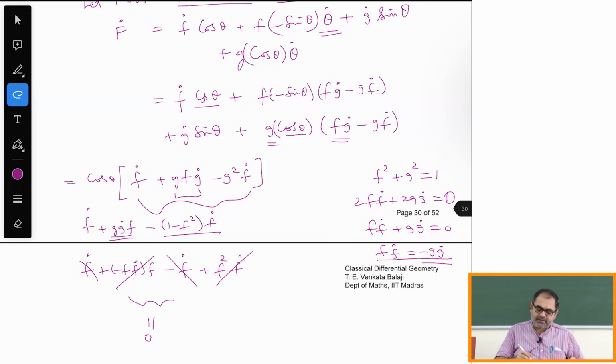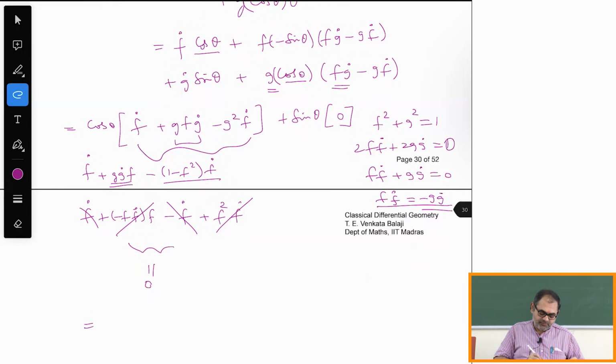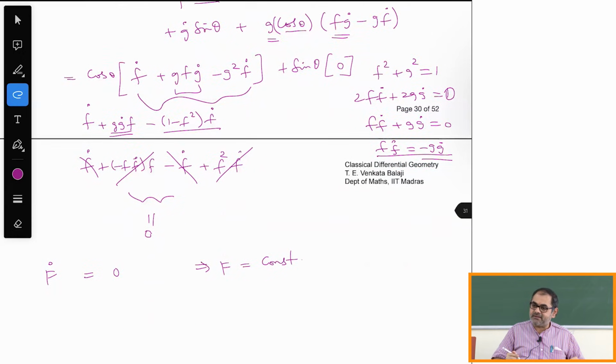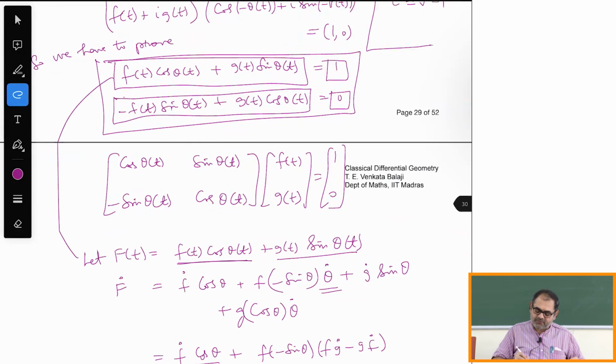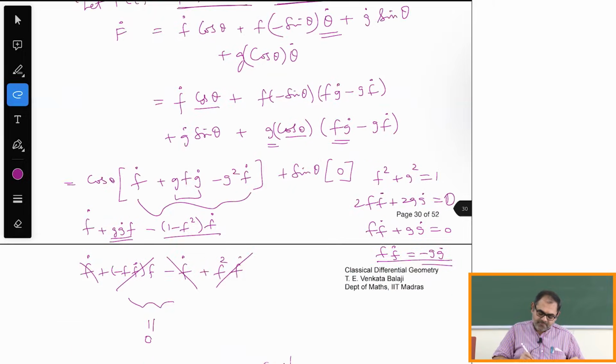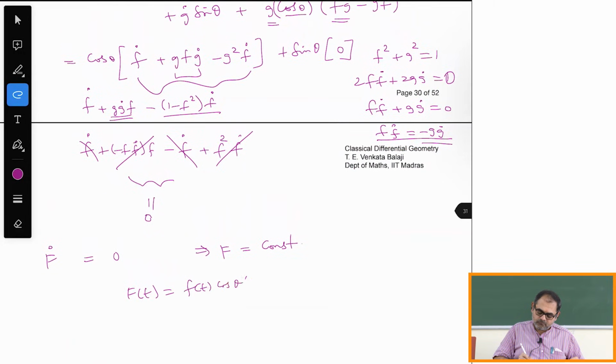So this is cos θ into 0 plus the other term will be sin θ, everything inside will be 0. So the net effect is that this is going to be 0. So you are going to get F dot is equal to 0, and this means that F is equal to constant. And what is that constant? That is fixed by those initial conditions. You see, what was our F(t)? Our F(t) is f(t) cos θ(t) plus g(t) sin θ(t).